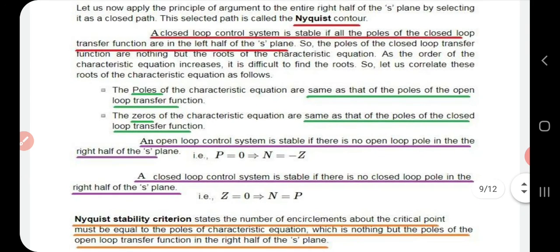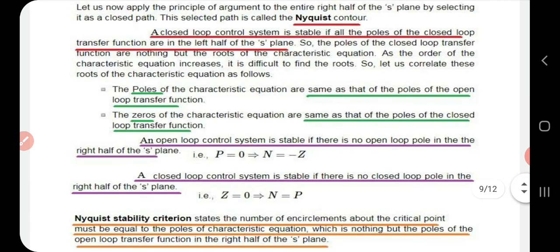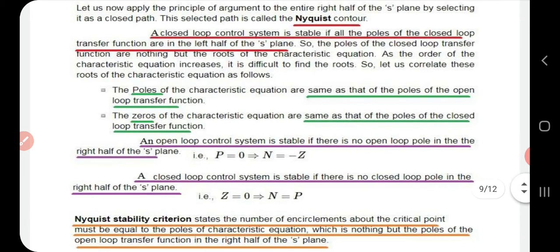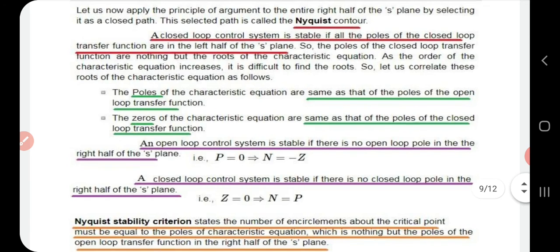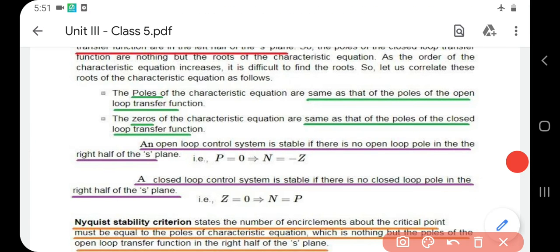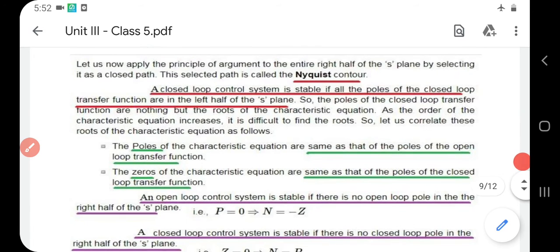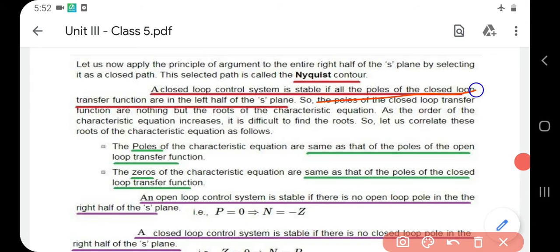Now what is a closed loop control system? When will you say that a closed loop control system is stable? It is said to be stable if all poles of the closed loop transfer function are in the left half of the S-plane. So this is one definition of when a closed loop control system is said to be stable.